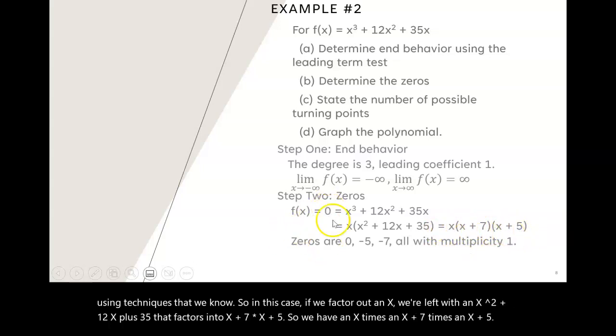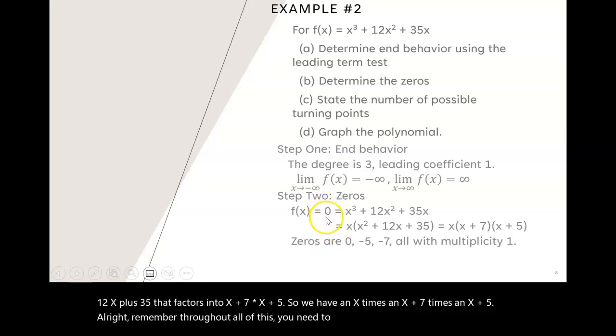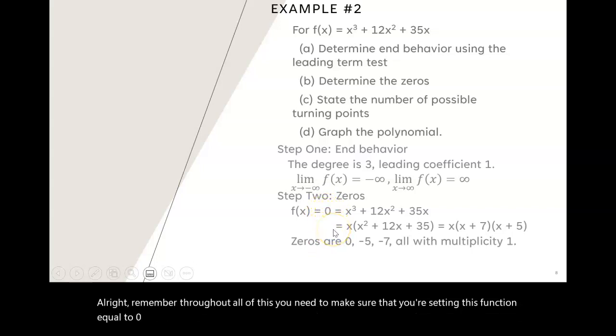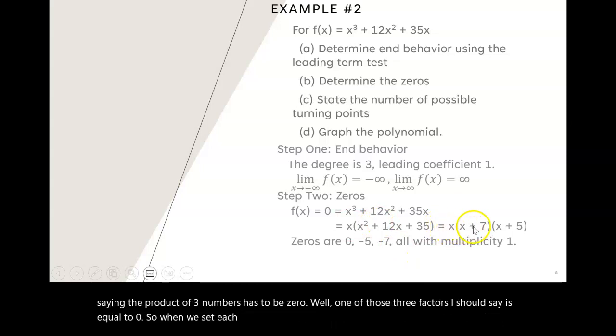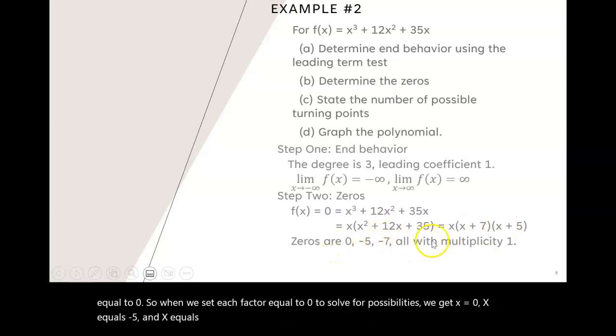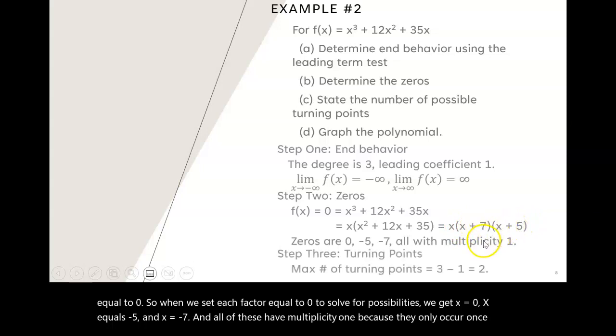Remember, throughout all of this, you need to make sure that you're setting this function equal to 0, because that's the whole idea here. When we're solving this, we're saying the product of 3 numbers has to be 0. Well, one of those 3 factors, I should say, is equal to 0. So when we set each factor equal to 0 to solve for possibilities, we get x equals 0, x equals negative 5, and x equals negative 7. And all of these have multiplicity 1 because they only occur one time.